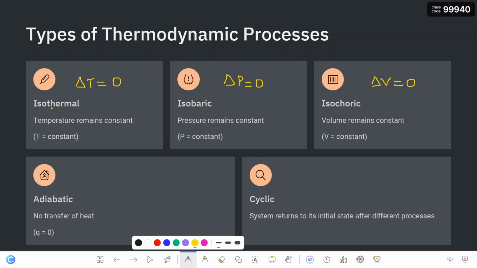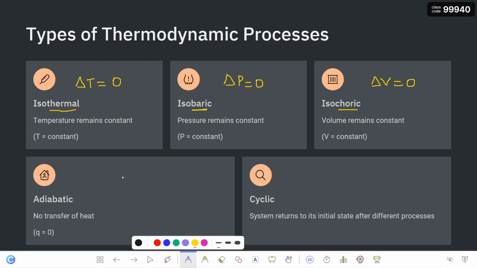So isothermal, when you see the word itself, you can remember it is related to temperature. In that case, temperature is constant. Isobaric, bar is a unit of pressure. So in this case, pressure is constant. While isochoric means volume is constant.